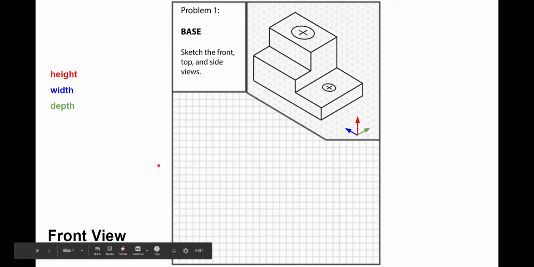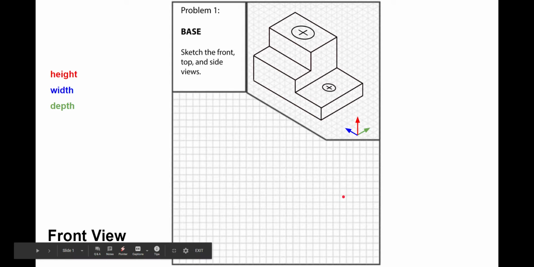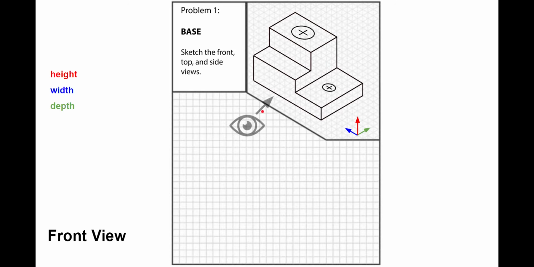Alright, so I'm going to show you how to complete the first problem on worksheet 4 of unit 3. And here we're giving it a full isometric view, and then we're expected to make the front, top, and side views. And so we're going to start with the front view down here. The front view is like looking from down here at the shape up and to the right.